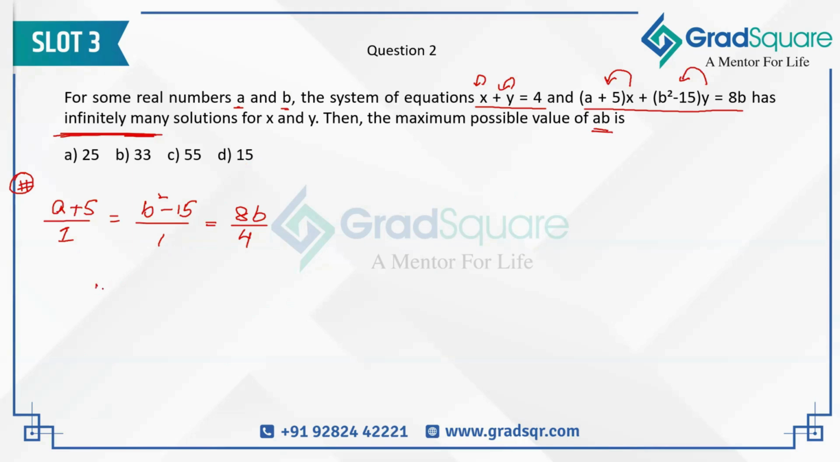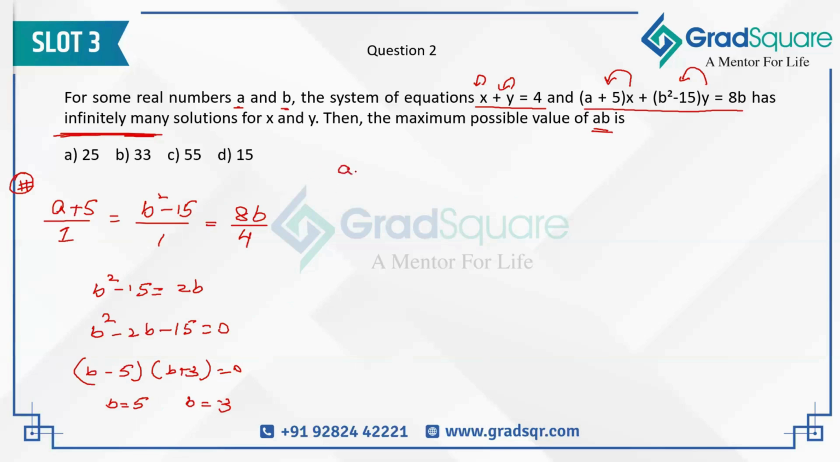Let me equate b square minus 15 with 2b, and if you solve this further, you are going to get b square minus 2b minus 15 equals 0. This will give you b minus 5 into b plus 3 equals 0. If you solve it further, you are going to get b equals 5 or b equals minus 3. Now, this is one set of values for b that we have got.